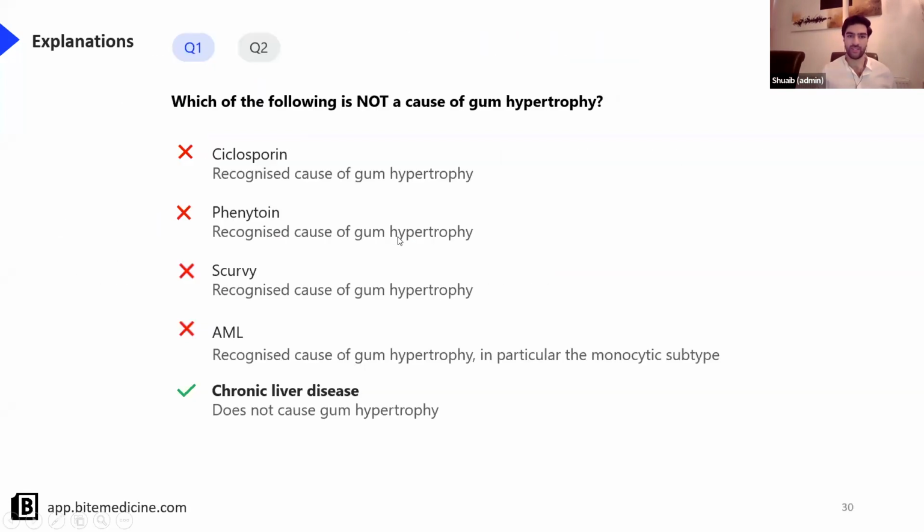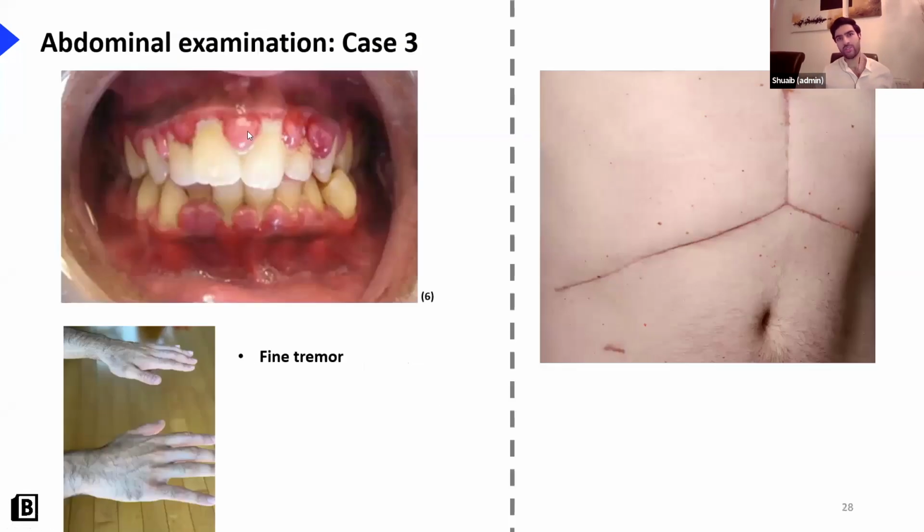Let's get back to the case. So some people are saying transplantation, liver transplant, fine. But why does he have a fine tremor and the gum problem? Yeah, it's a side effect of immunosuppression. Good. So these two problems here, the gums and the hands, are a side effect of immunosuppressants. And that's something really important to pick up on in your exams.